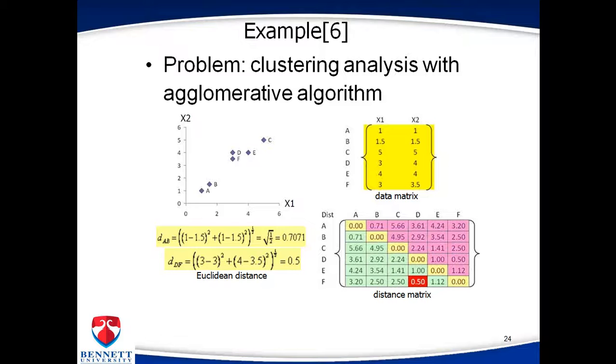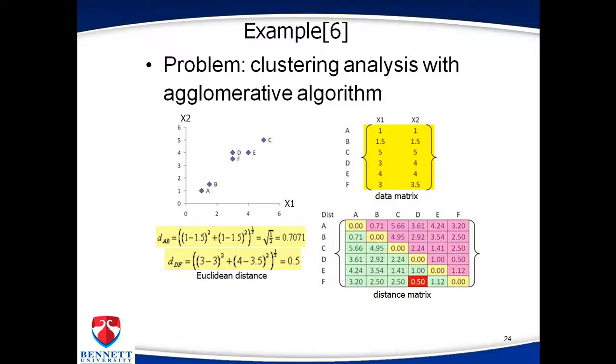So we find the distance between A and B, which is 0.07071, and between D and F, which is 0.5. We find the distances from A to B, A to C, A to D, A to E, then B to C, B to D, and so on, with A to A being 0, B to B 0, C to C 0. So we have this distance matrix.